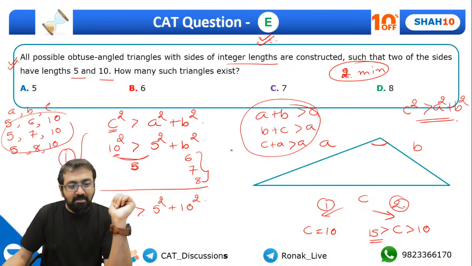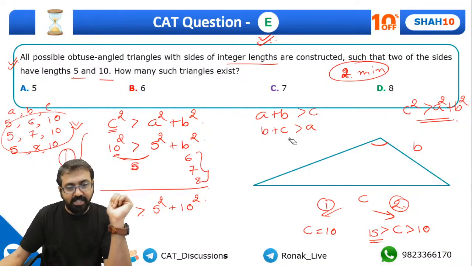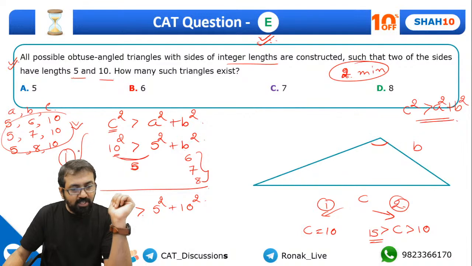Fine, guys, so let's quickly come back to this question. So when we take C as 10, we got these 3 possibilities. Now what if A and B are 10? Let me just write it here. Let me erase this thing. So we have solved for the first possibility. Now what is the second possibility?